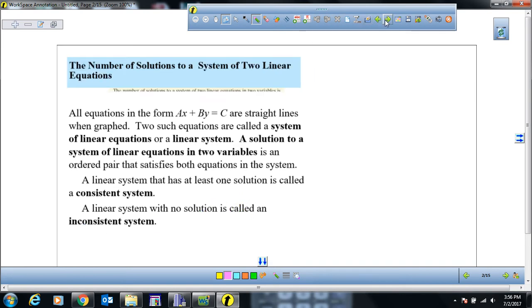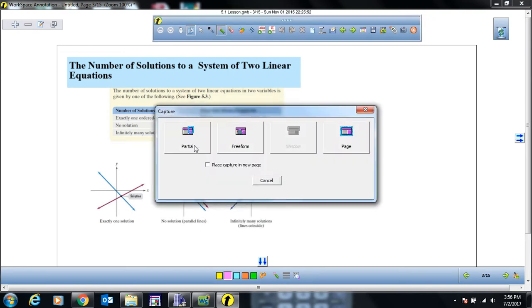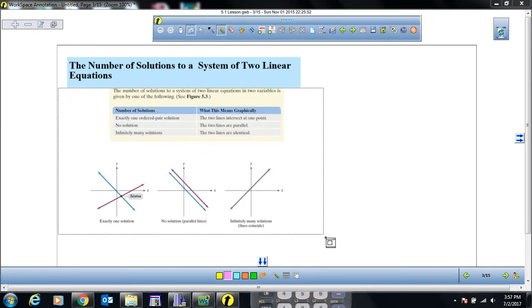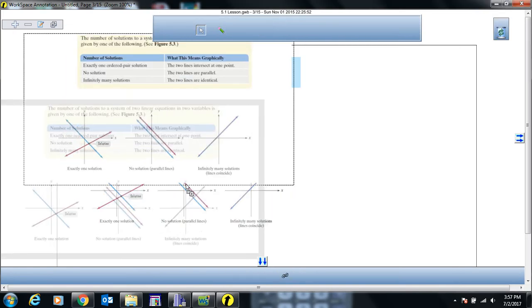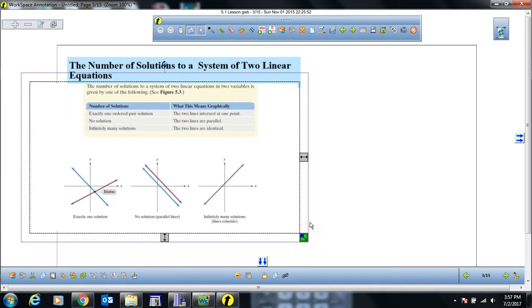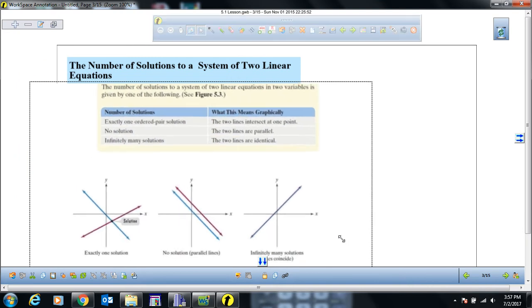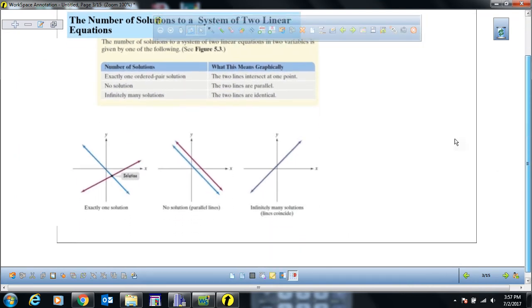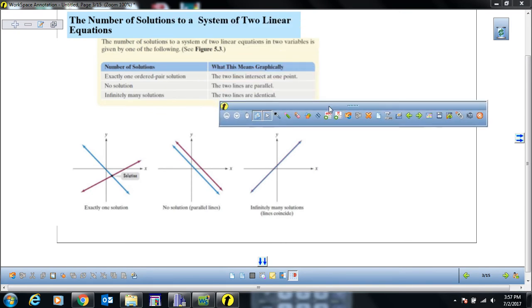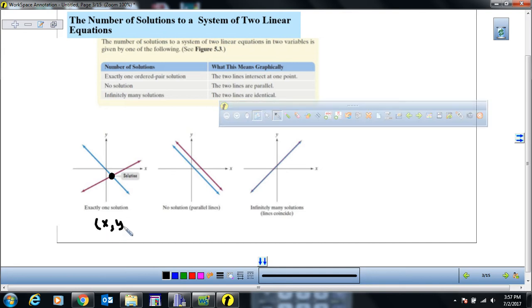Now, what I want to talk to you about is the three different cases for what the solutions of two linear equations look like. If I give you two lines and ask you to find the solution for the system, that means find the solution that both lines have in common, and that would happen wherever the two lines meet. In the first scenario, the two lines intersect at one point. That means there is exactly one solution, and that is represented as an ordered pair.